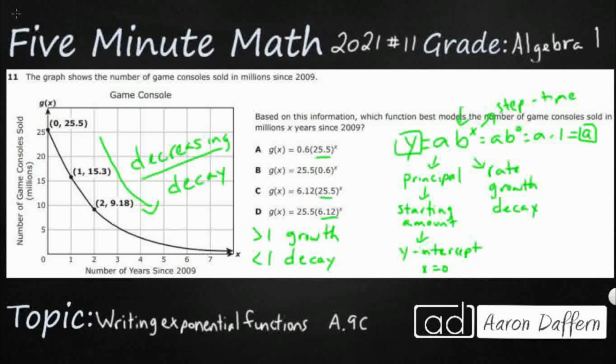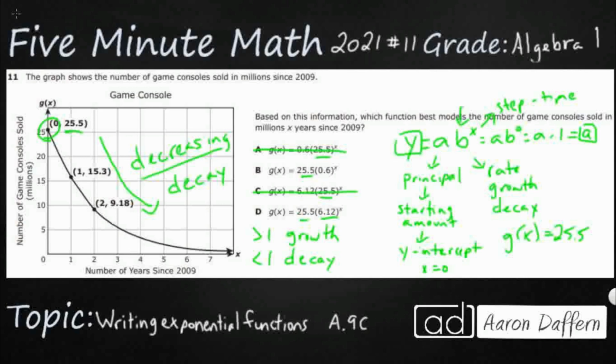And take a look. These three right here, A, C, and D, are all greater than 1, which means there's really only one option, B. Now, how do we prove this? Well, let's start with the y-intercept, and they give it to us right here. When x is 0, y equals 25.5. So we're going to say g of x equals 25.5, and we notice that's only going to be in B or D. So we can get rid of A, we can get rid of C.